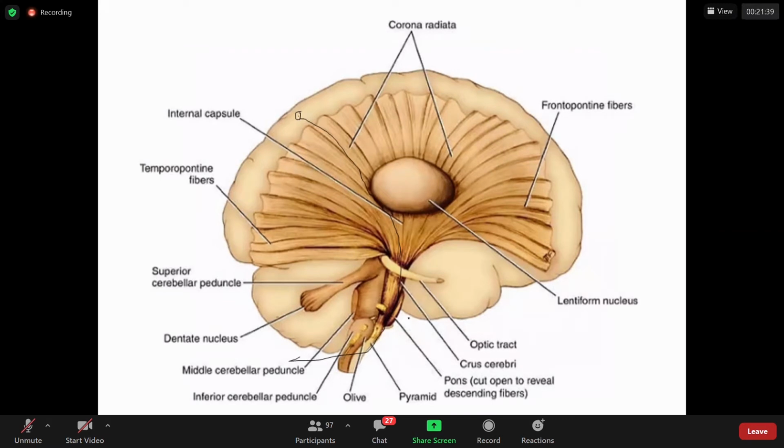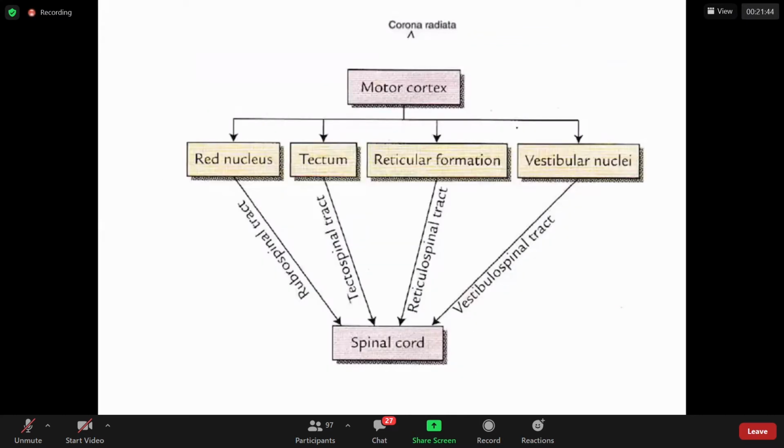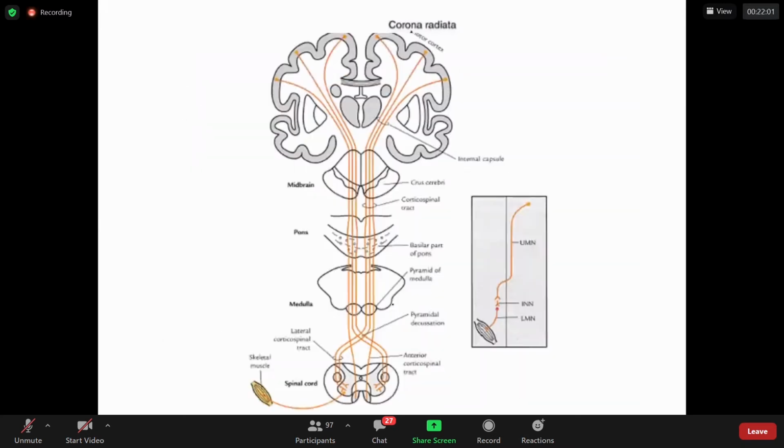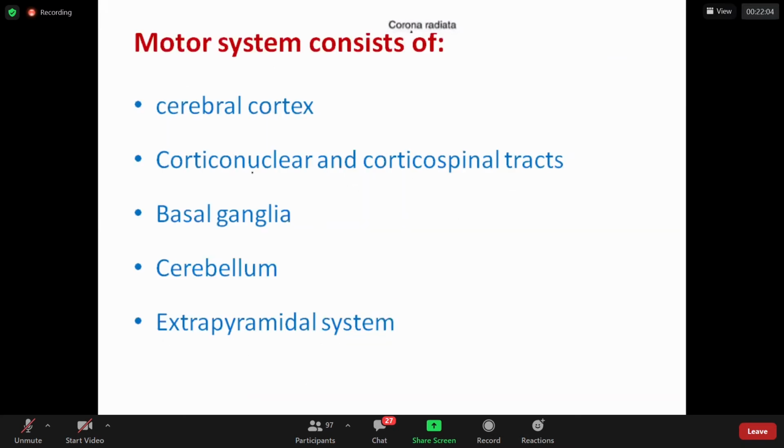Okay, next point. Next, let us go to the extrapyramidal tracts. As I have told you, in case of the pyramidal tract, the motor cortex goes straight to the spinal cord through the corticospinal tract. That's why the pyramidal tracts are also called corticospinal or corticobulbar. I told you corticospinal or corticonuclear, same name. You can easily understand corticospinal. What does it mean? Cerebral cortex to spinal cord. But what is corticonuclear or corticobulbar?